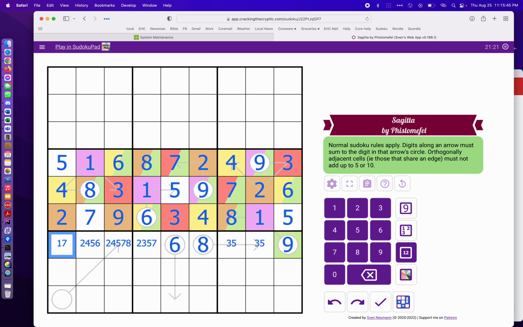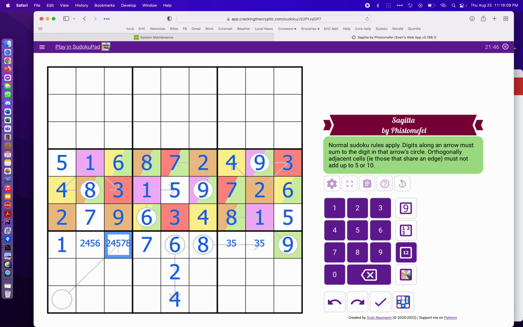This is not a 6. This 6 has to be, it can't be 1 and 5 because there's 5 there. So this has to be 2 and 4. And we can place those because the 4 can't be next to the 6. This can't be a 2. It can't be a 3 or 5, so that is a 7. That's a 1.